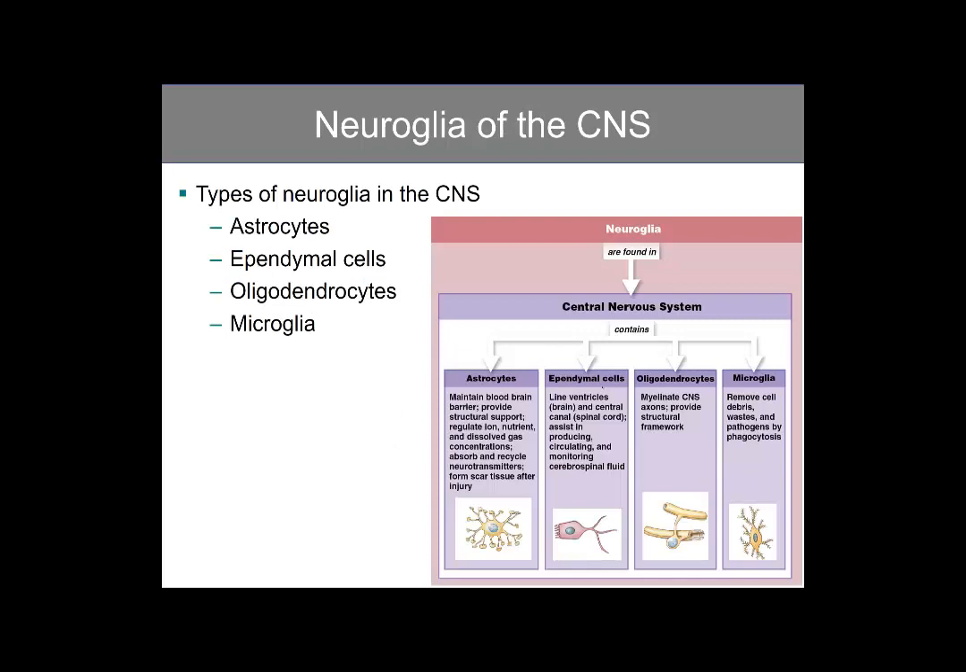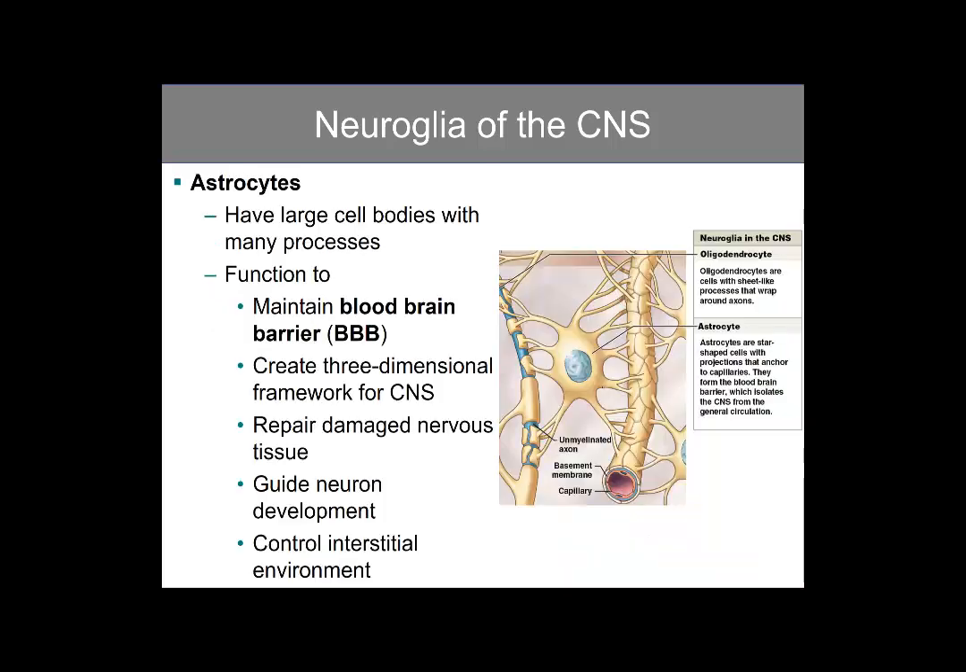Types of neuroglia in the central nervous system include four. We have the astrocytes, the ependymal cells, the oligodendrocytes, and the microglia. We'll go over each one in turn.